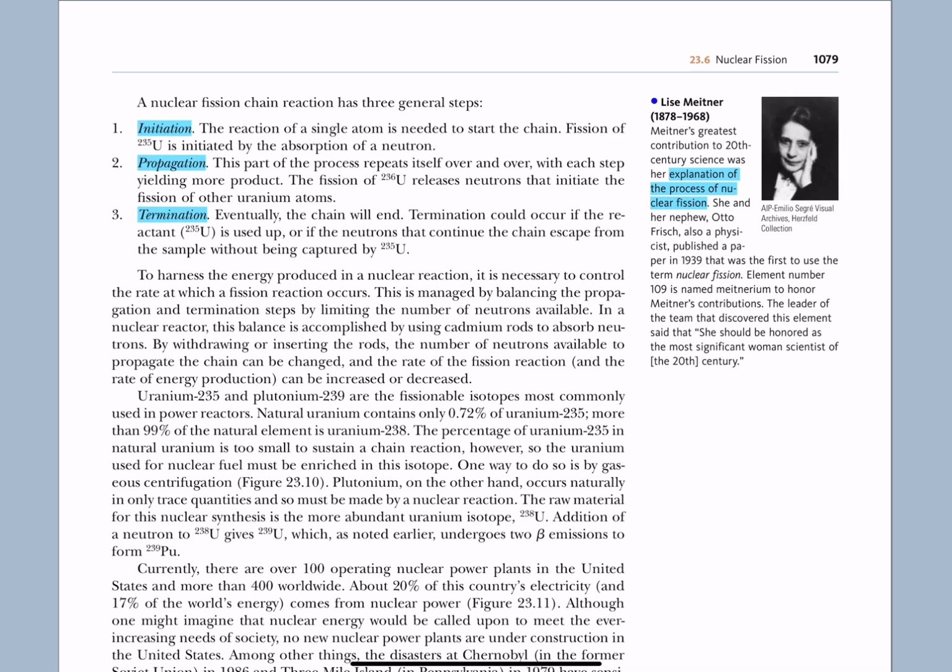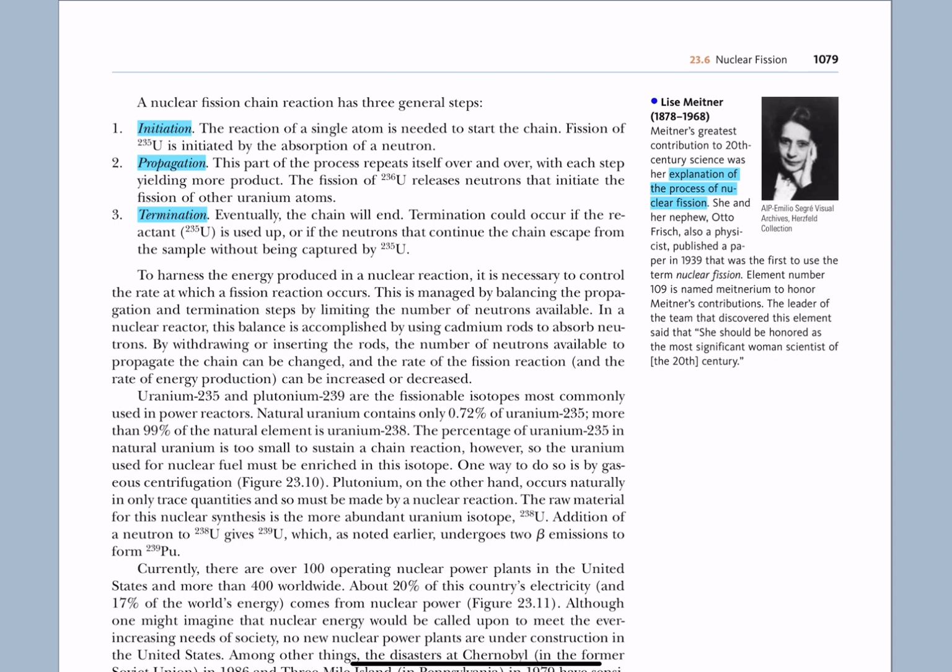So a nuclear fission requires 3 steps. You have to initiate the nuclear reaction, the chain reaction, by having a neutron source that can shoot that first neutron at the 235 nuclei. You need to have a configuration so that the likelihood of the 2 or 3 neutrons being produced is high for striking other 235 nuclei. That's the propagation step. And the design of your nuclear reactor depends upon that.